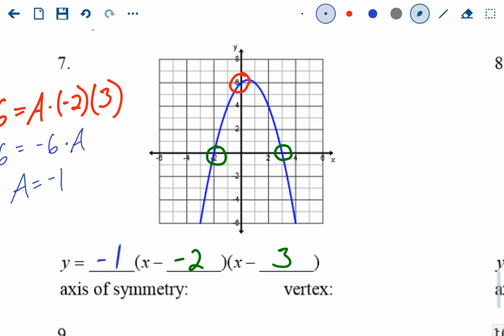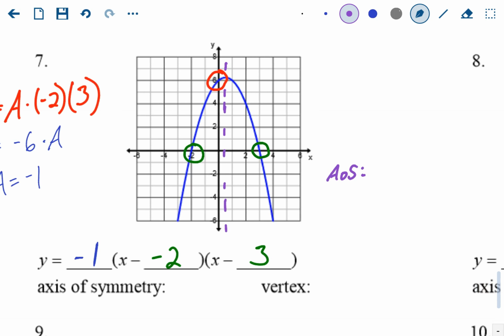The axis of symmetry is halfway between these 2 points. So if you want the axis of symmetry, you can kind of guess it's probably going to be 1/2. Okay. Let's find out for sure. We'd have to do -2 plus 3, p plus q divided by 2. -2 plus 3 is 1. 1 over 2 is 1/2. All right. So axis of symmetry is x equals 1/2.